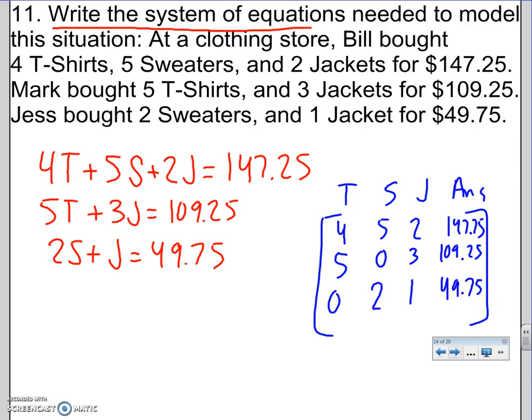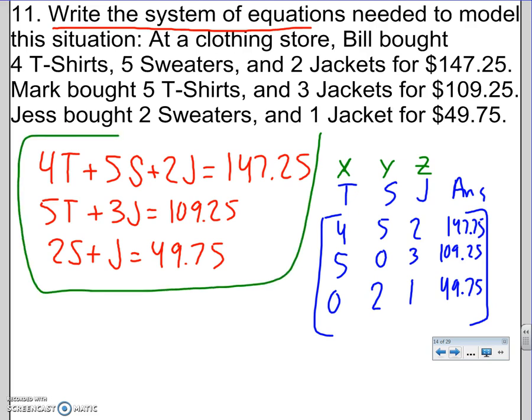Now, you can change the letters to anything you want. T is good for t-shirts, S is good for sweaters, J is good for jackets, but if you want to call them X, Y, Z, you could. It doesn't matter as long as you're consistent, as long as you call all t-shirts X and all sweaters Y and all jackets Z. Alright, but the answer is this one right here.